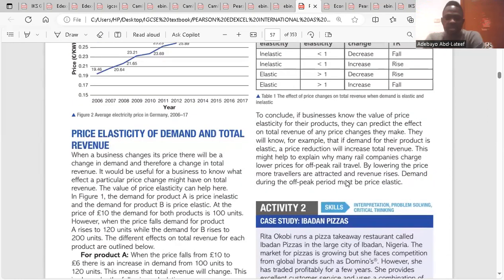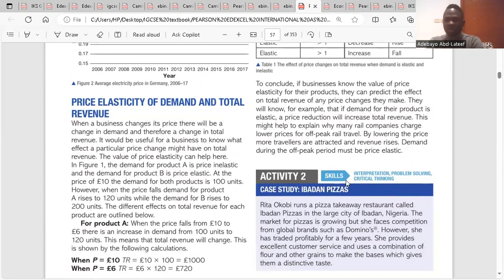Okay, to conclude, they said, if businesses know the value of price elasticity of their products, they can predict the effect on total revenue of any price changes they make. They will know, for example, that if demand for their product is elastic, a price reduction will increase total revenue. This might help to explain why many rail companies charge lower prices for off-peak rail travel. By lowering the price, more travelers are attracted and revenue rises. Demand during the off-peak period must be price elastic.